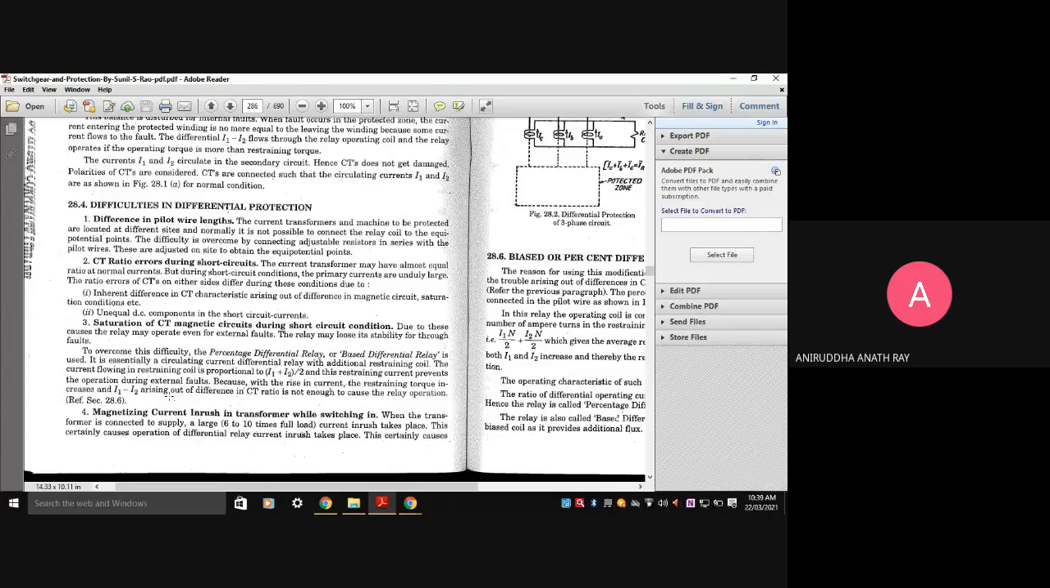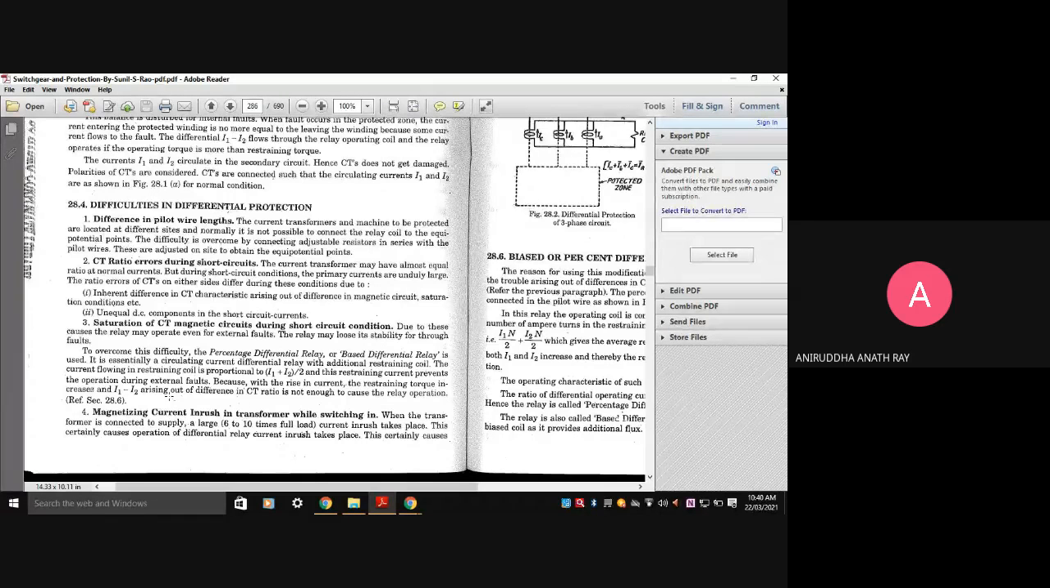Now, fourth is magnetizing current inrush in transformers while switching in. When the transformer is connected to the supply, a large current, that is 6 to 10 times the full load current, inrush takes place. That is called the inrush of the magnetizing current, 6 to 10 times the full load current.